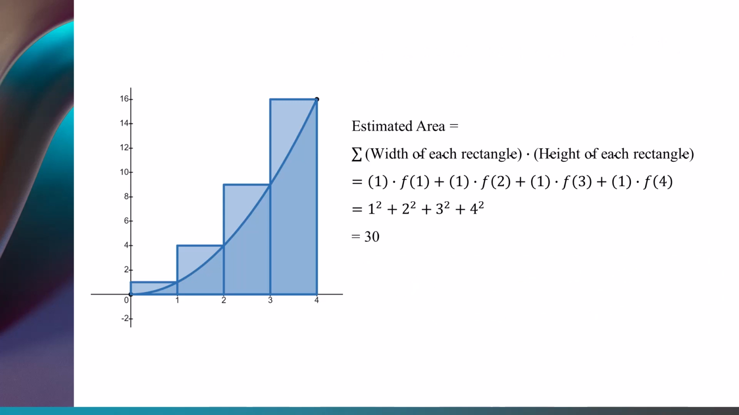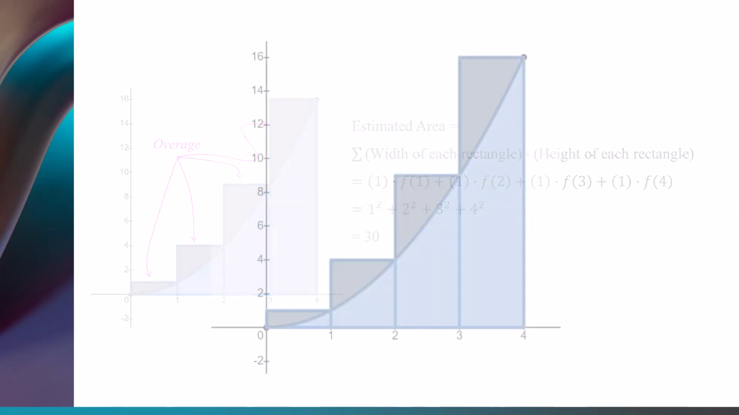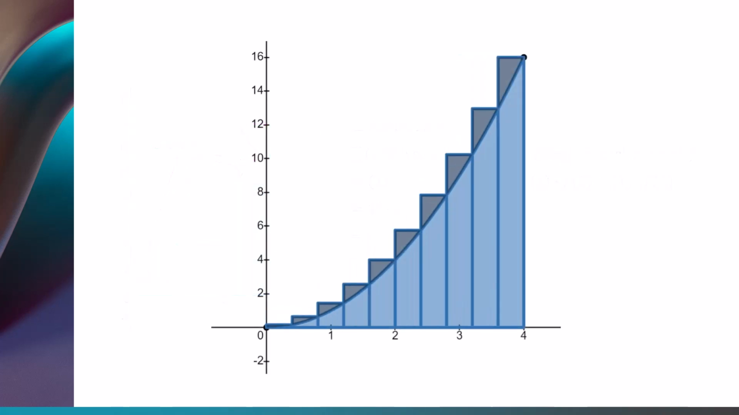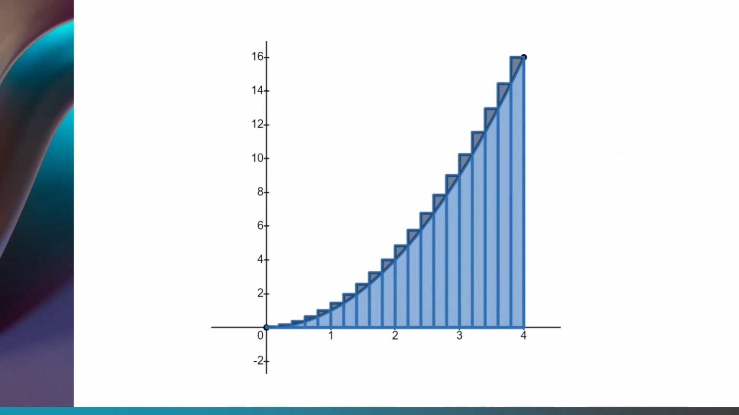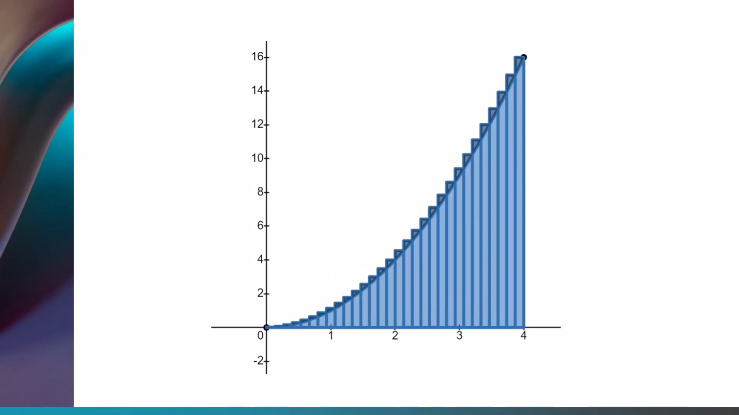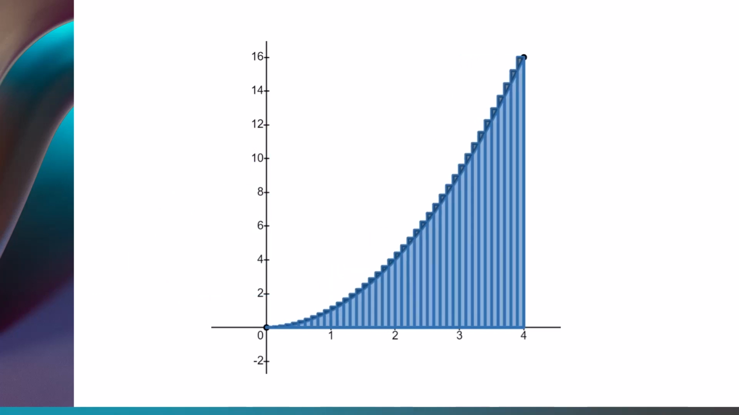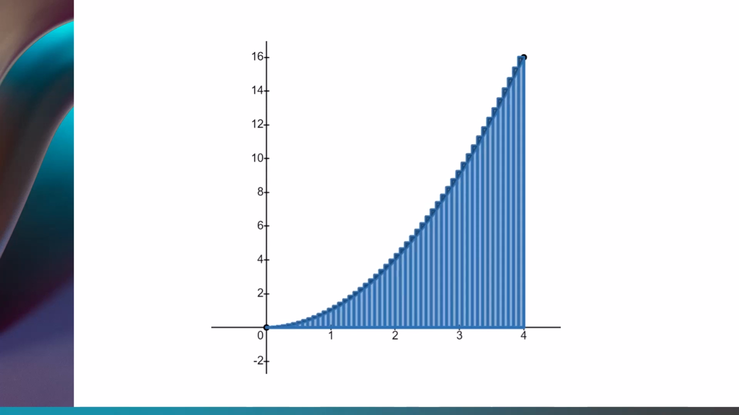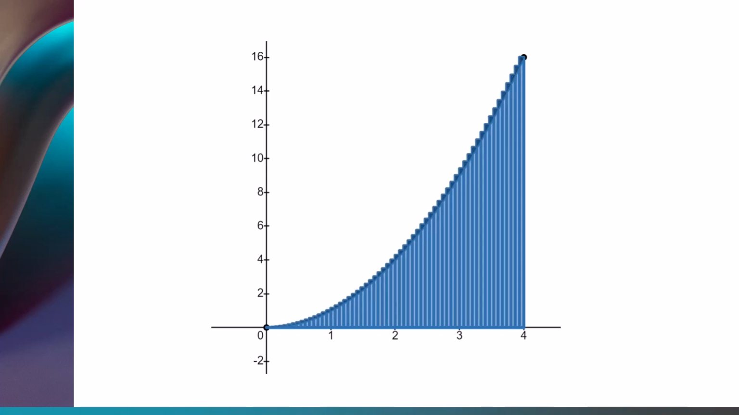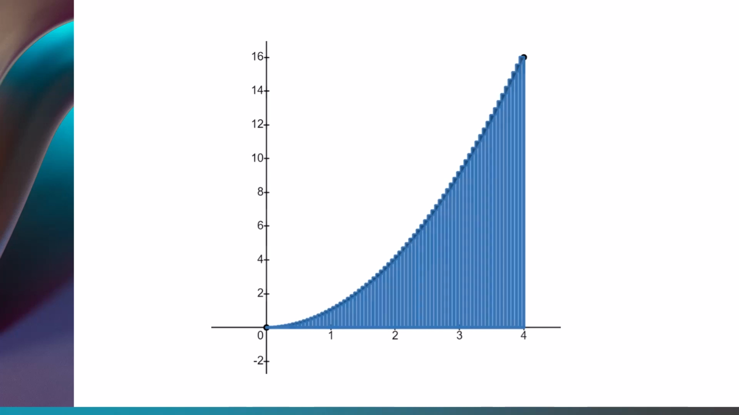However, we can see that this is an overestimate because there are parts of the rectangles that extend above the region we are interested in. Imagine that we increased the number of rectangles that we use. We can see that doing so reduces the overage area. So our plan will be to fit in many rectangles to make the error as small as possible.